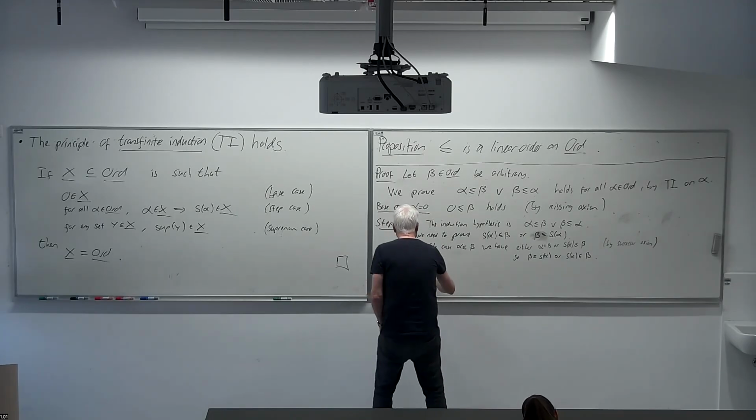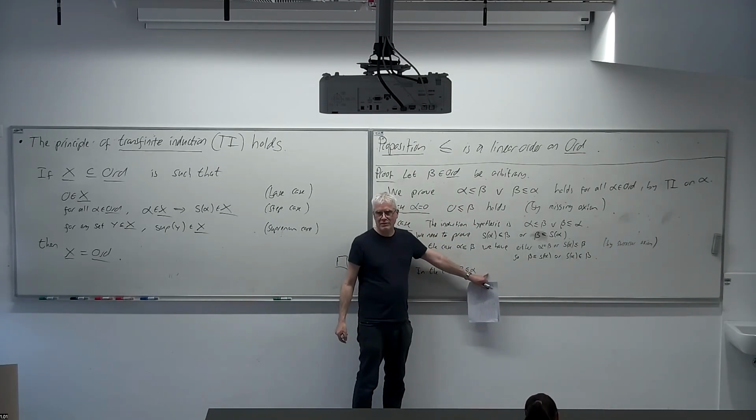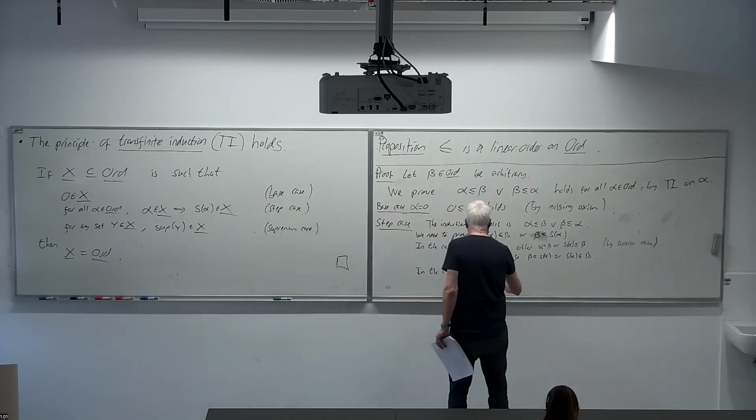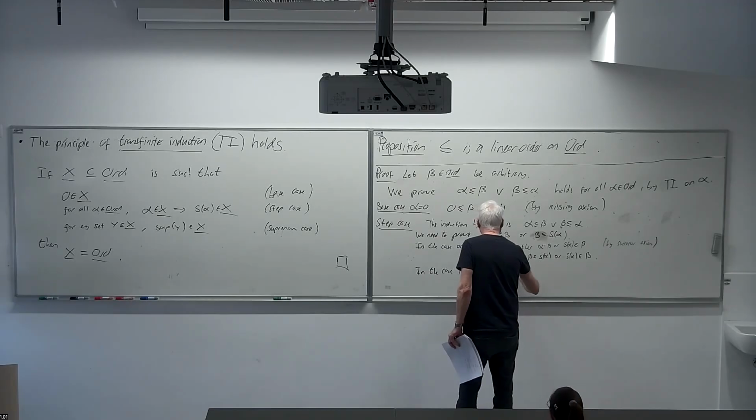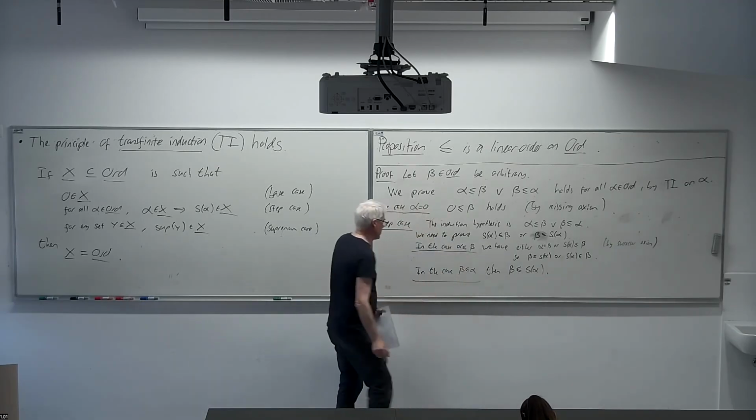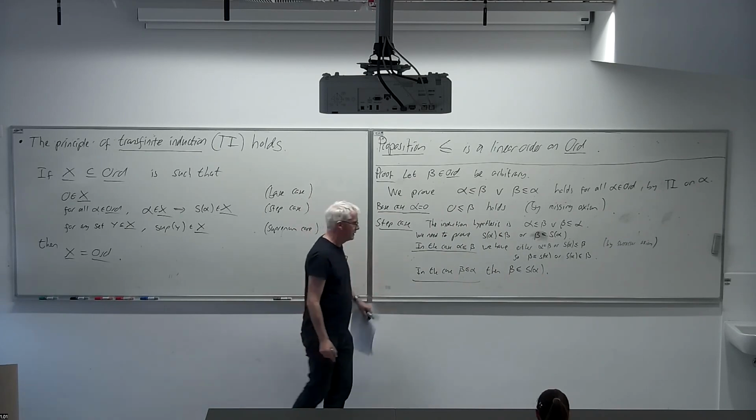And in the case that beta is less than or equal to alpha, then, well, clearly, because alpha is less than the successor of alpha, beta is less than or equal to the successor of alpha. So we've got those two cases, and by the induction hypothesis, these two cases cover everything. Okay.